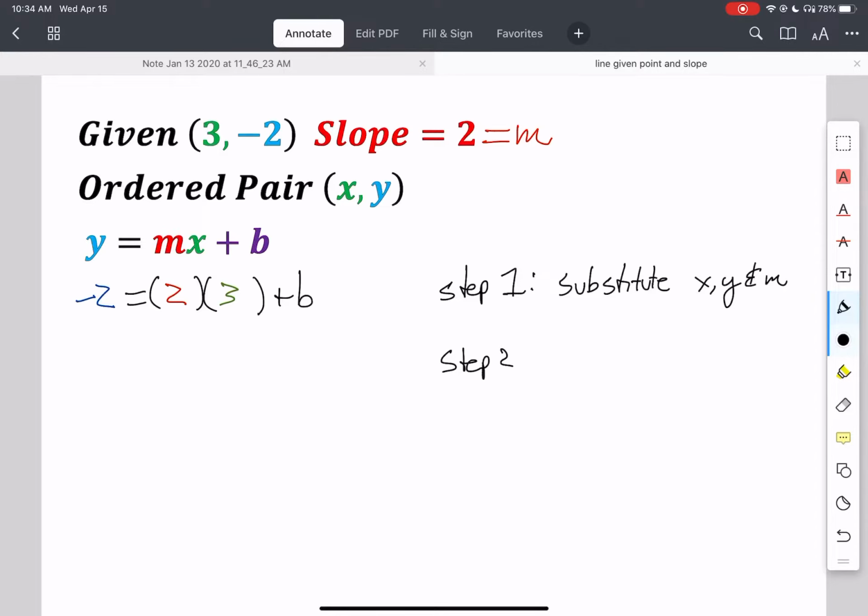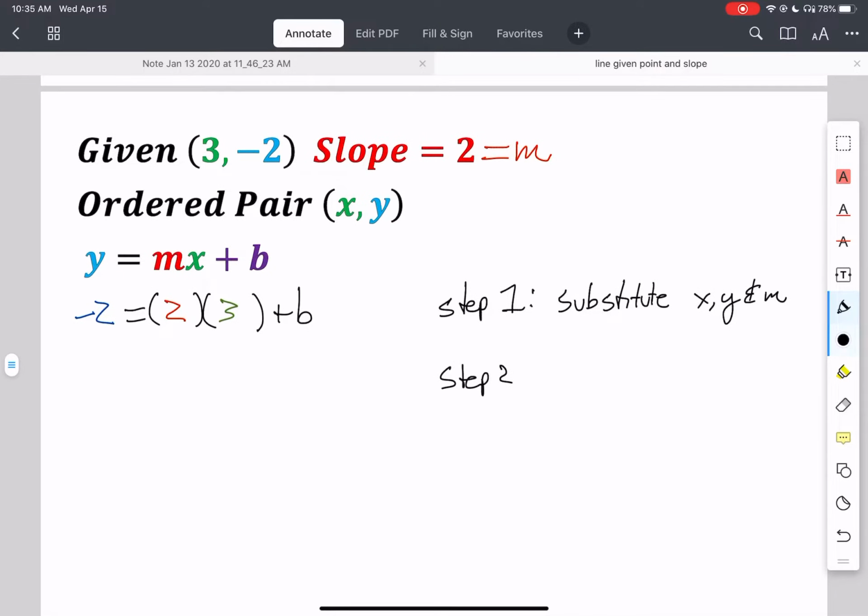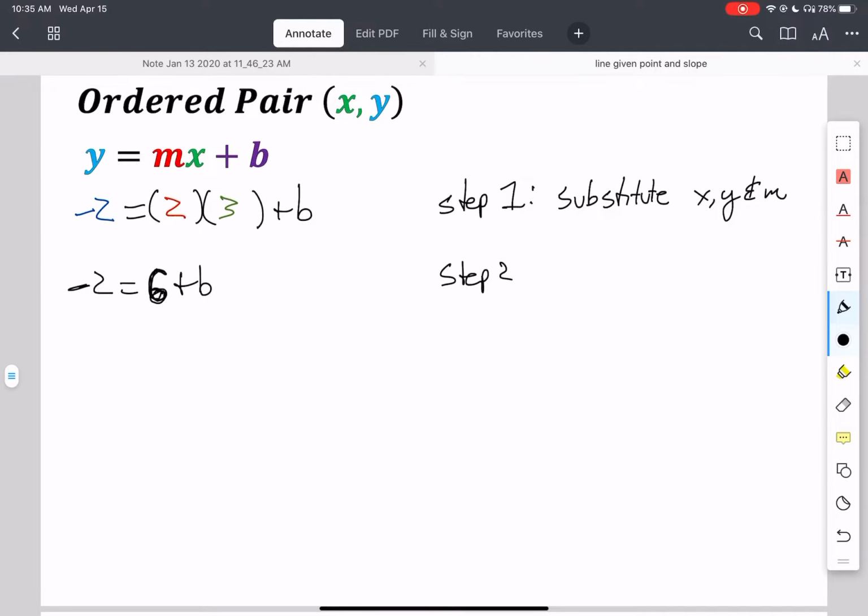Next thing we need to do is solve for b, which is a two-step equation. So the first part would be to multiply. 2 times 3 is 6, so I have negative 2 is equal to 6 plus b. Always got to be careful when we have b's and 6's. Mine look unfortunately similar. So now that I've multiplied, order of operations tells me parentheses, exponent, multiply, divide, and then finally add and subtract.